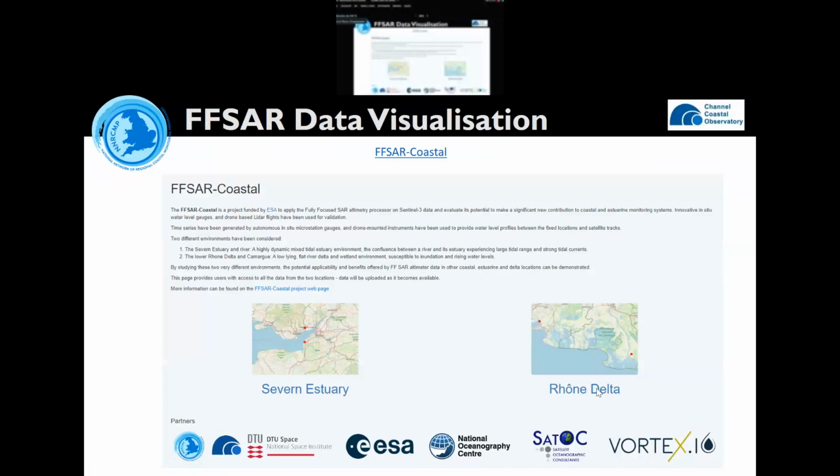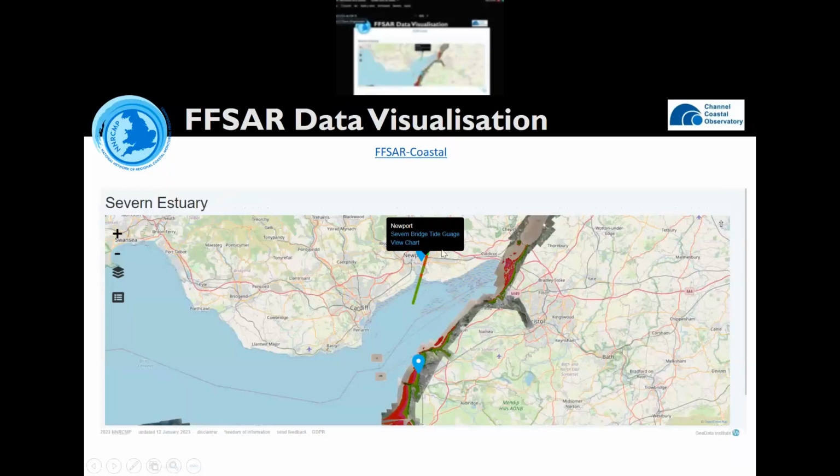This is just the last one. So this is just what the website looks like. You click on either one depending on which area you want to look at, and then you can zoom in and extract the data. This is just one example track. In the end, it will be possible to download data from individual tracks, and you can also click on there to get the tide gauge data from each location.